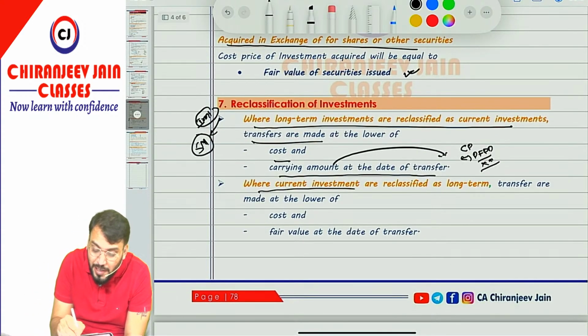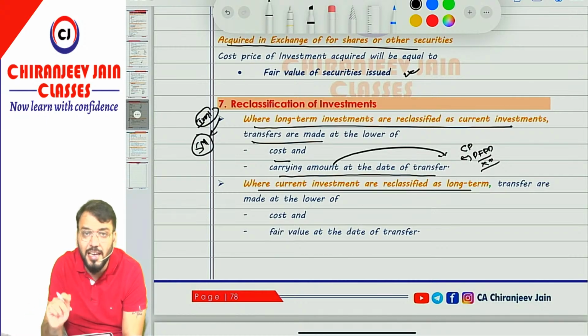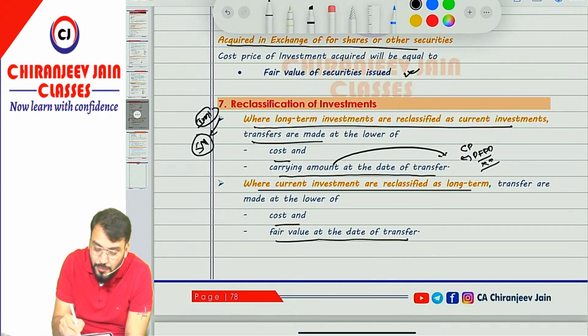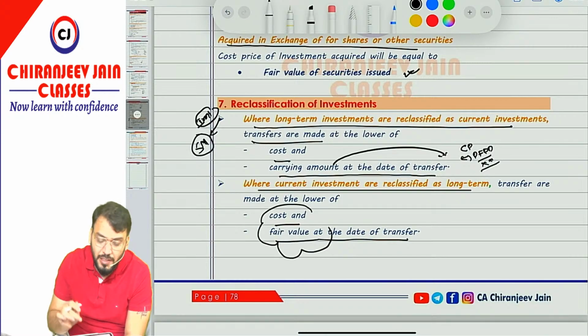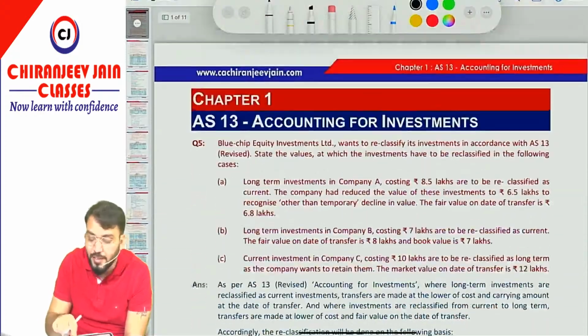When current investments are reclassified to long-term investment, then reclassification is done at cost price or fair value, whichever is lower on the date of transfer. So cost price or fair value on the date of transfer, whichever is lower. Understood? Let me take one question based on this, because this type of question can be asked in the exam for 5 marks.